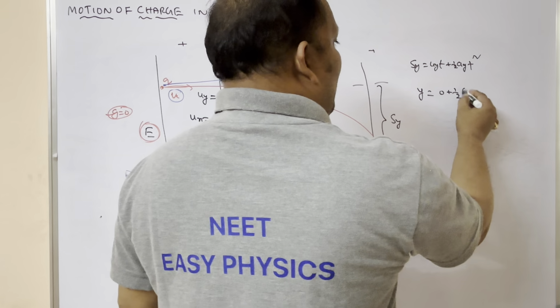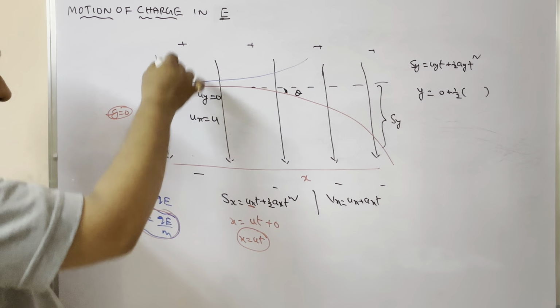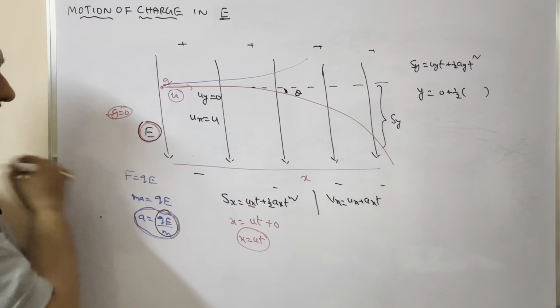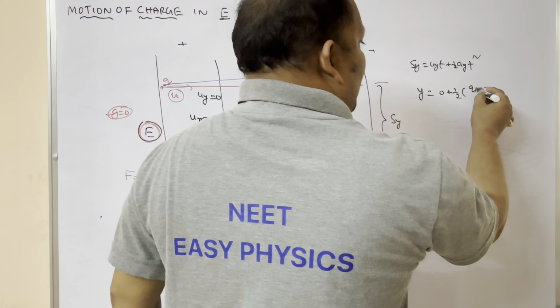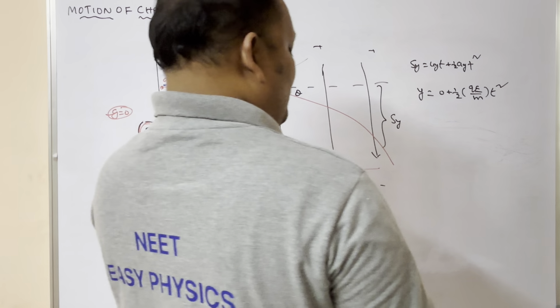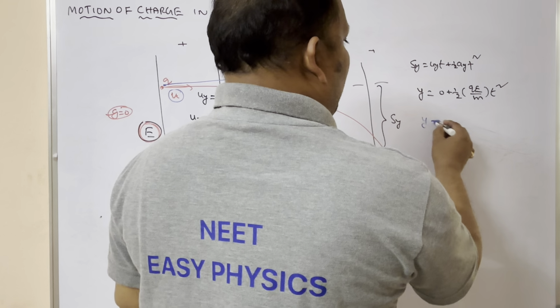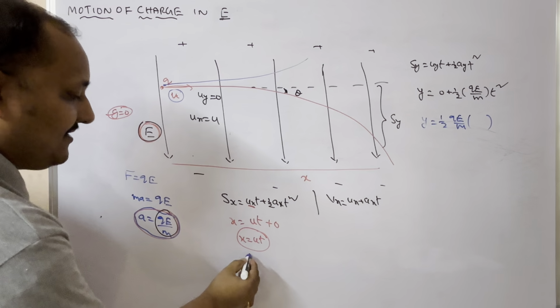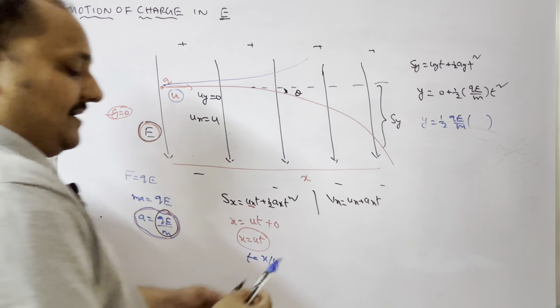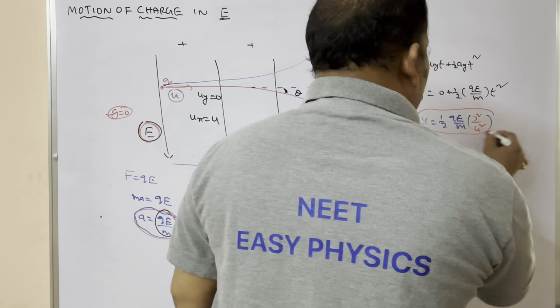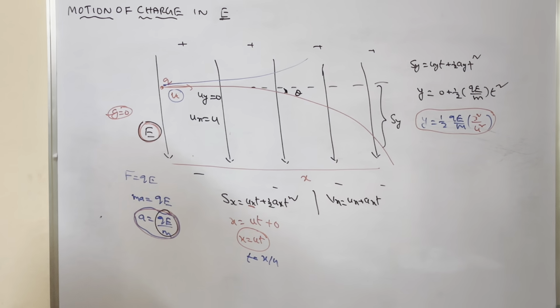Therefore, 0 plus half, what is acceleration in vertical direction? Because of which acceleration it is going to be moving? QE by m. Therefore, half QE by m into t square. So again, what is the path followed? y is equal to half QE by m into t square. What is t? t can be replaced from here. t is equal to x by u. Therefore, if you write that x by u here, y equals half QE by m into x square by u square. This is the vertical distance it is going to cover, for the horizontal distance it is going to cover.